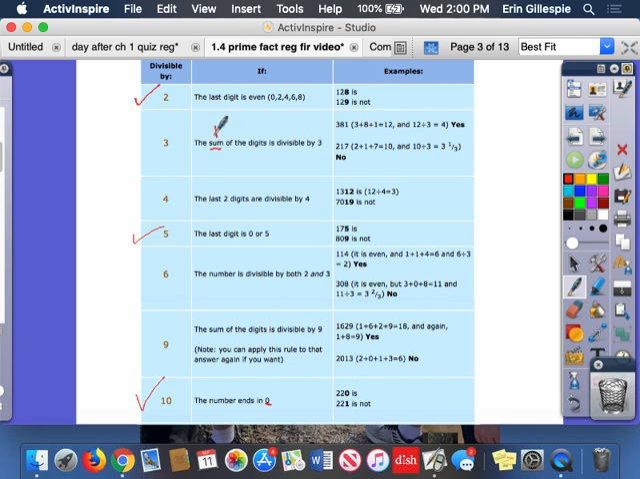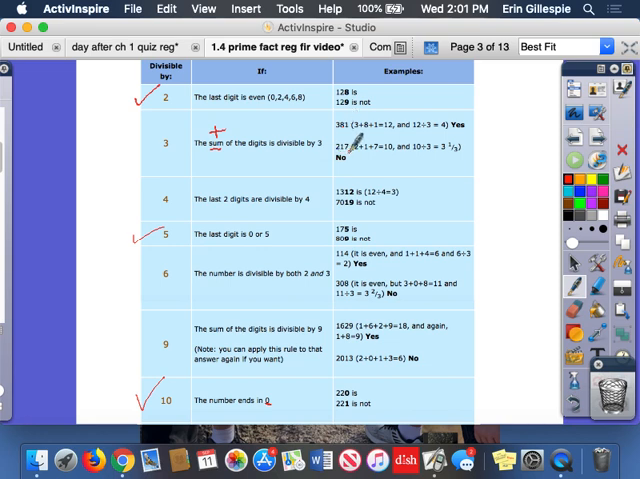So remember, sum means to add. Digits means like those individual numbers that make up your whole number there, okay? So they show 381. If I want to know if that's divisible by 3, I'm going to take each individual number there and add them up. So I'm going to add 3 plus 8 plus 1, and that's what they show right here. Well, 3 plus 8 is 11, plus 1 is 12. Can I divide that by 3? Yes, I can. 12 divided by 3 is 4. So that means that entire number, 381, can be divided by 3 because the sum of its digits is a multiple of 3, is a number you can divide by 3.